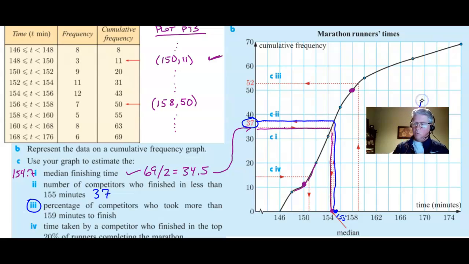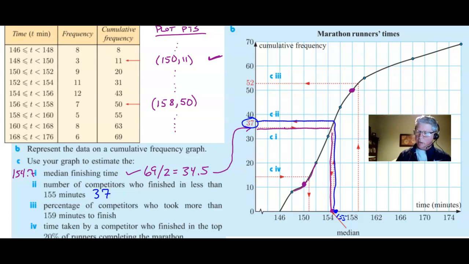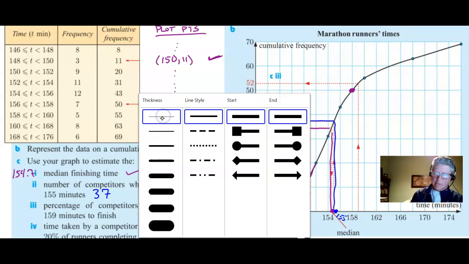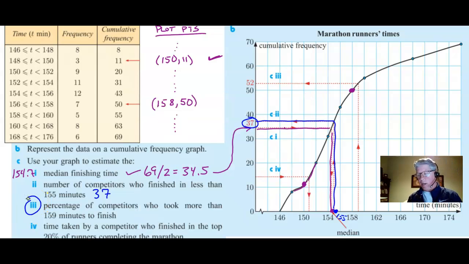All right, and I'm going to need some room here, so maybe this might be enough. We'll see. All right, so on number 3, let's get this going. Okay, 159 minutes. So I'm going to go to 159, travel up, travel over, and I get 52. All right, so 52 is the number of people that ran in 159 minutes or less.